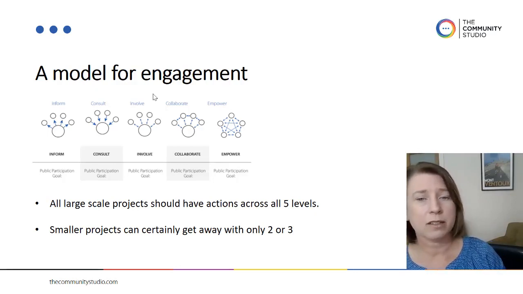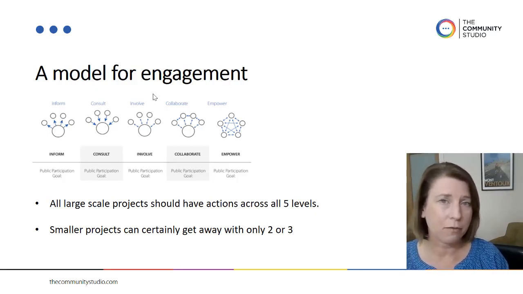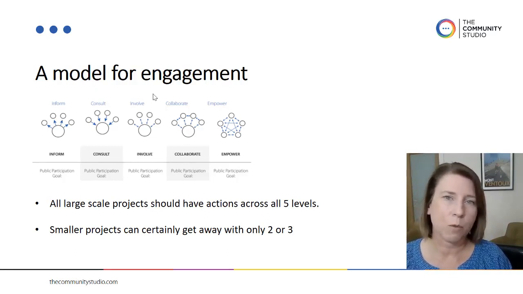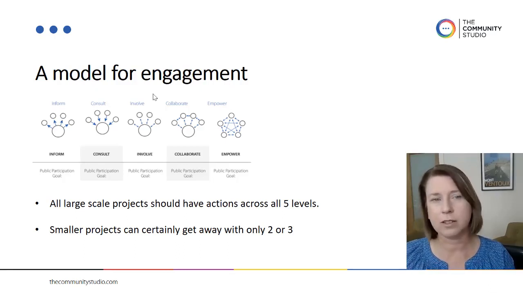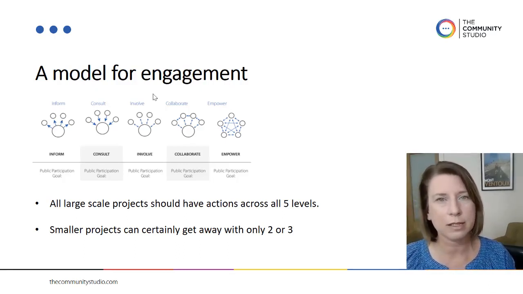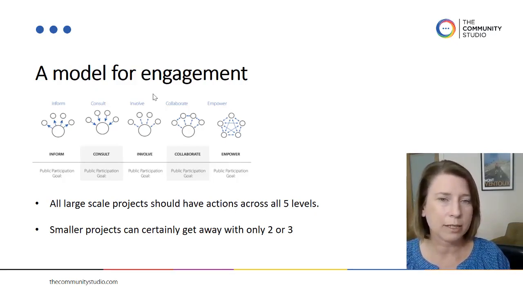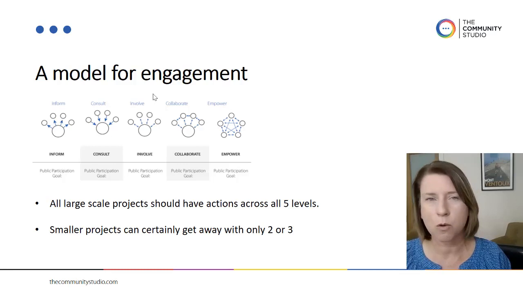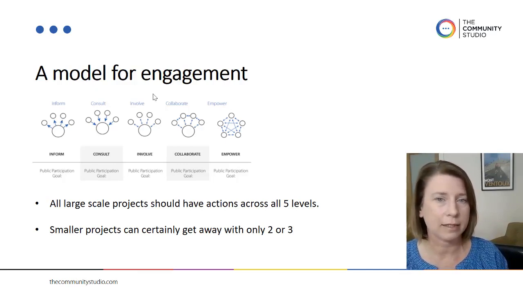Now, smaller projects can certainly get away with about 2 or 3. You'll often find that, and that's perfectly okay. But you should never just have one. I've never seen a project where just inform is okay. For example, there's always stakeholders, a diminishing number of stakeholders up the spectrum there, but there are always stakeholders who need to be up that empower, collaborate. And again, it's your stakeholder analysis that will help you work that out.